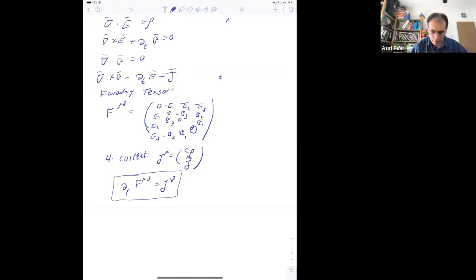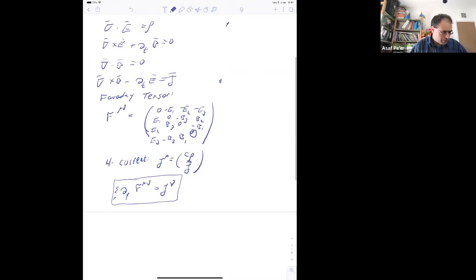Simply plug in. Remember, what we really have here is a sum over mu. If you choose nu equal to 0, then we have d0 F^{00}, this is 0, plus d1 F^{10}, so dt E1 dx E1, plus d2 F^{20}, etc. So this is just nabla dot E, which is equal to rho. And this is for two of the Maxwell's equations. If you want the other two Maxwell's equations, then the easiest is to introduce the potential.